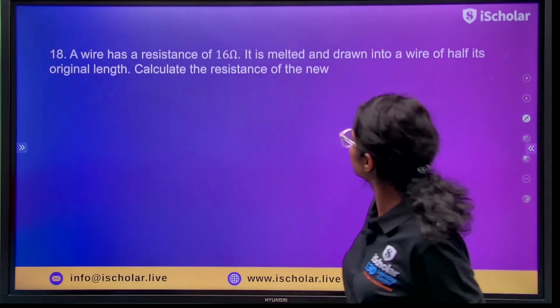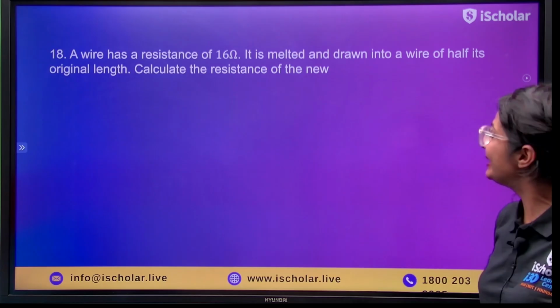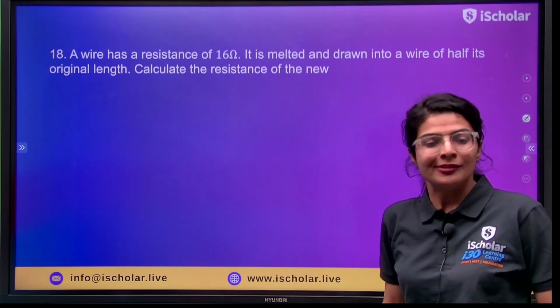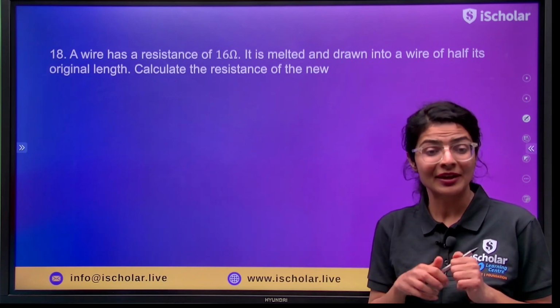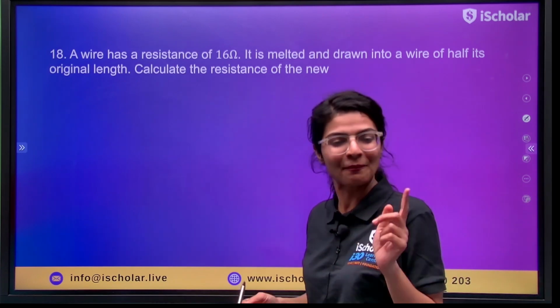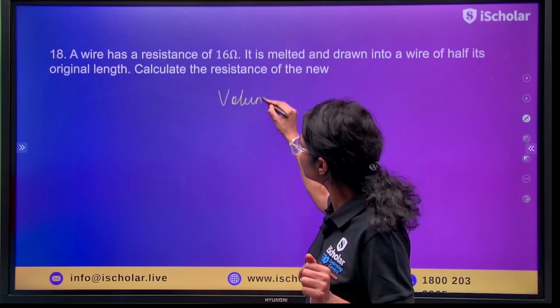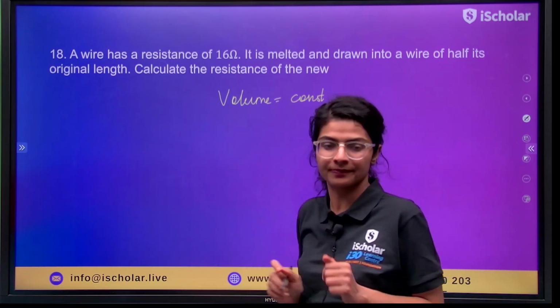So this is a wire with a resistance of 16 ohm. It is melted and drawn into a wire of half of its original length. So this question is quite similar to the stretching one. Why? In both the cases, students, pay attention, the volume is constant, no? Volume is constant in both the cases.